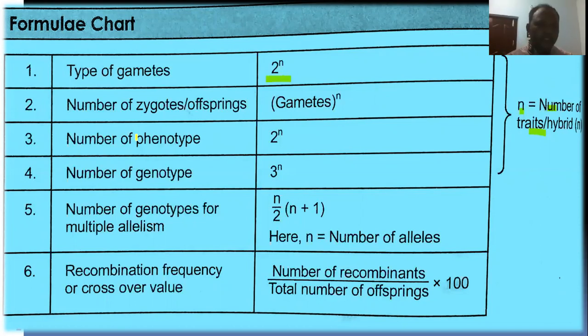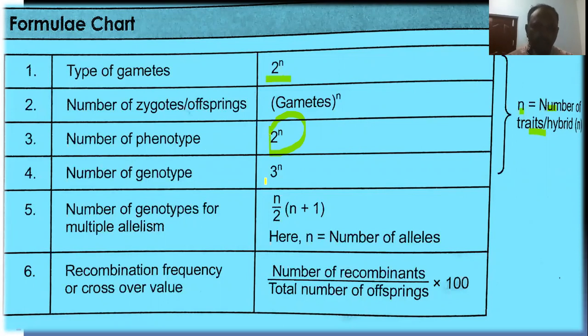So next one is the number of phenotype. To calculate the number of phenotype, use 2 power n. In monohybrid, you can see how many phenotypes we got? Only 2. Either progenies are tall or dwarf. Only 2 types. But in dihybrid, we got 4 types of phenotype, 2 power n. So one is round yellow, second one is round green, third one is wrinkled yellow, fourth one is wrinkled green. So we got 4 phenotypes.